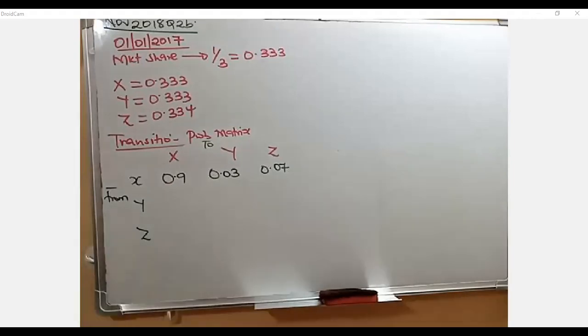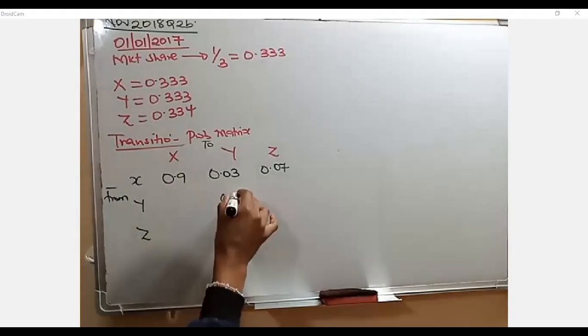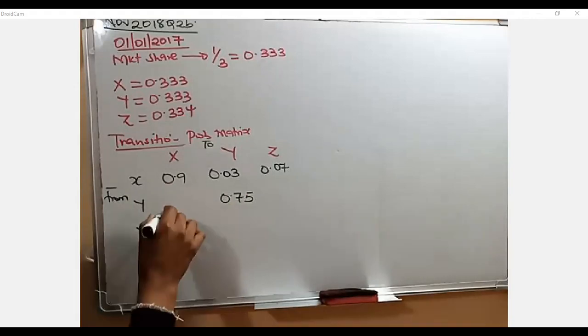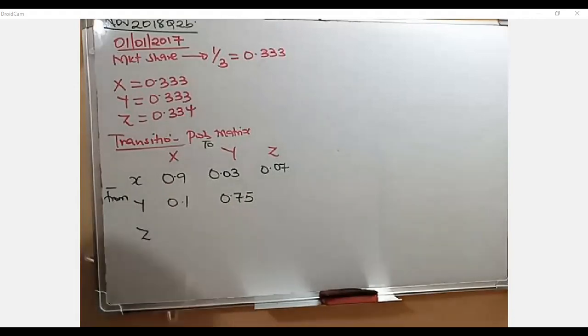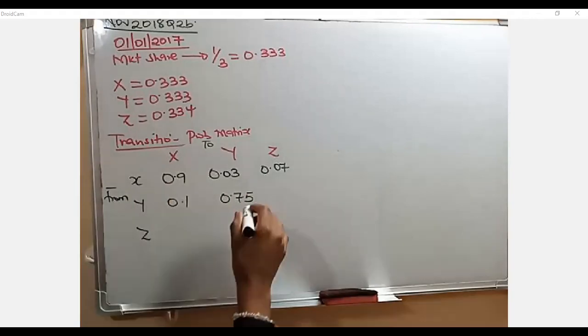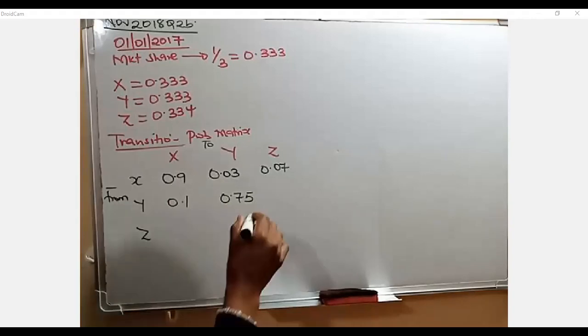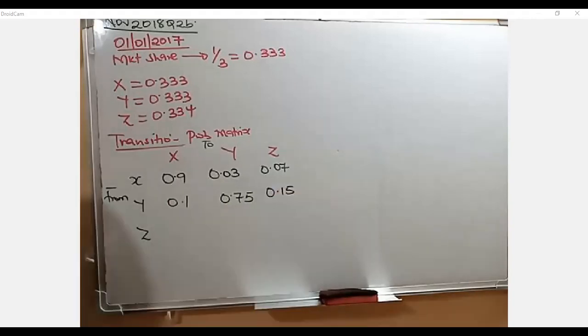Let us go to additional information 2. Y Limited has retained 75%. You put here 0.75 of its customers, but has lost 10% and 15% to X and Z. So here it is 0.1. And then the other one we are being given is 15%, so 0.15. It looks like that.